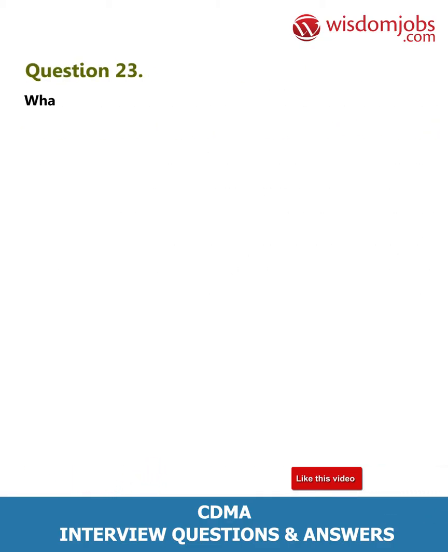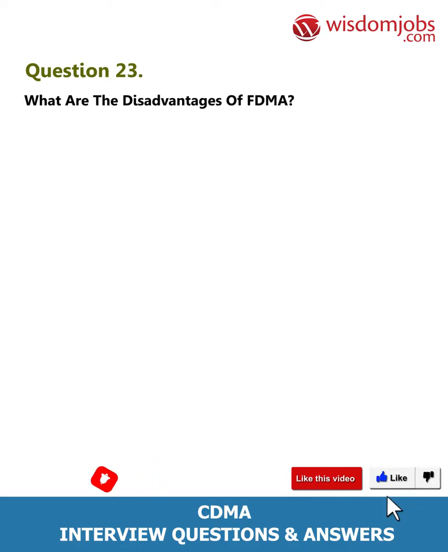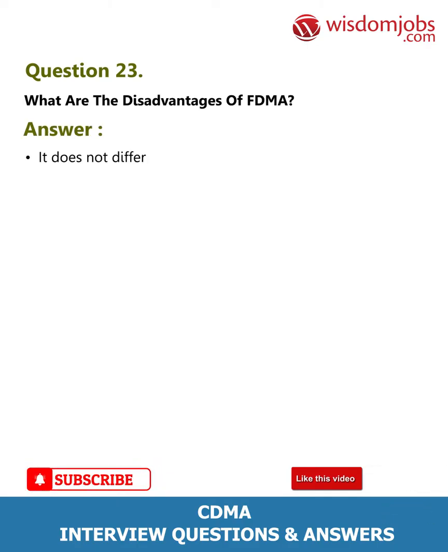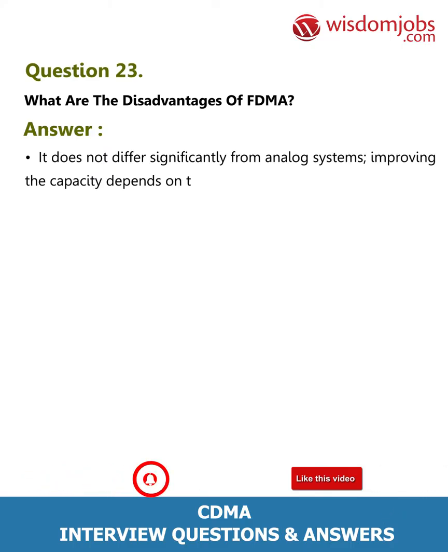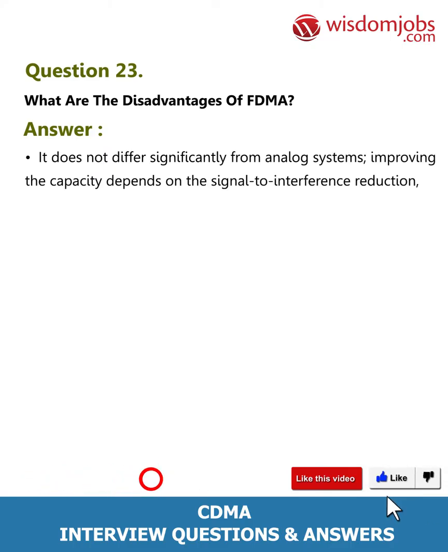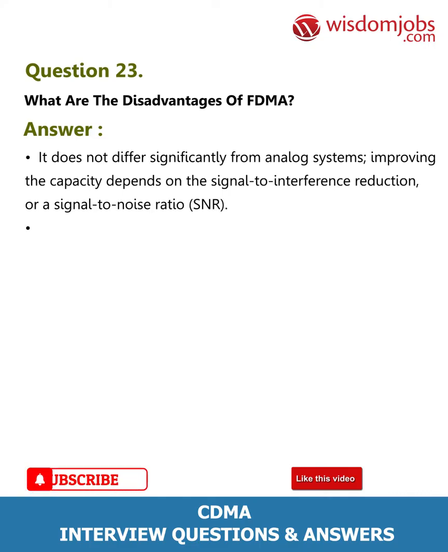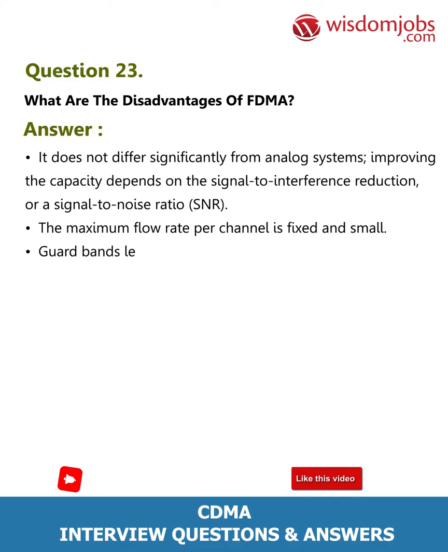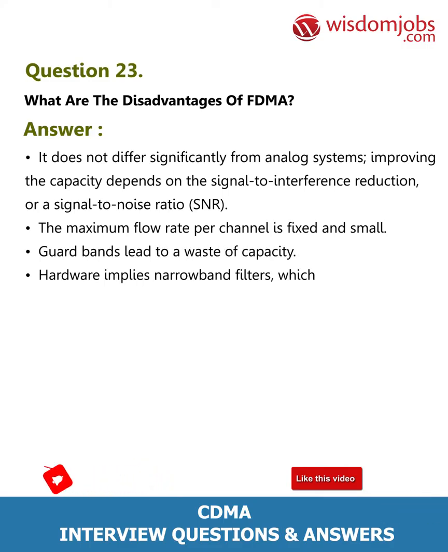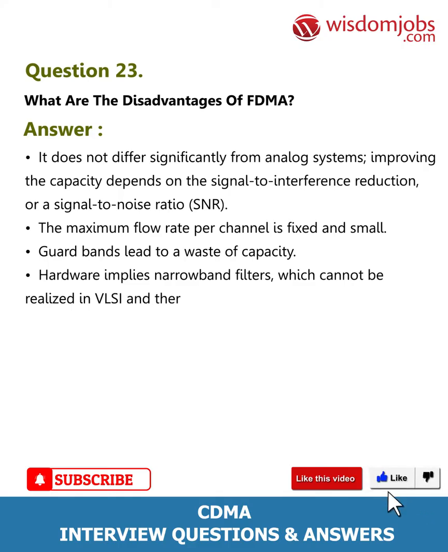Question 23. What are the disadvantages of FDMA? Answer: it does not differ significantly from analog systems. Improving the capacity depends on the signal-to-interference reduction, or signal-to-noise ratio (SNR). The maximum flow rate per channel is fixed and small. Guard bands lead to a waste of capacity. Hardware implies narrow band filters, which cannot be realized in VLSI and therefore increases the cost.